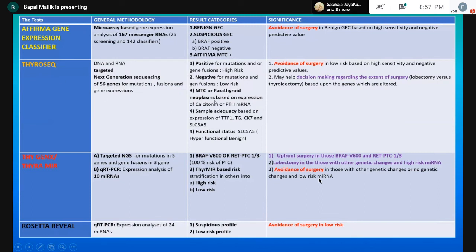Now, for ThyroSeq, it gives the result as positive for mutation or negative, or it says it is MTC. It can either tell you medullary thyroid carcinoma or parathyroid neoplasm. It can also tell you about the sample adequacy and sometimes can even tell you about the functional status.